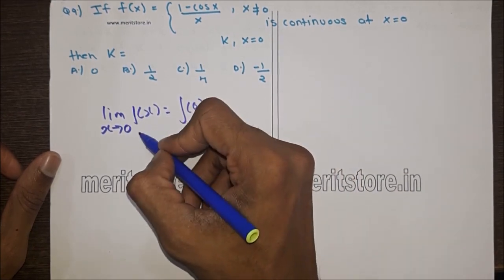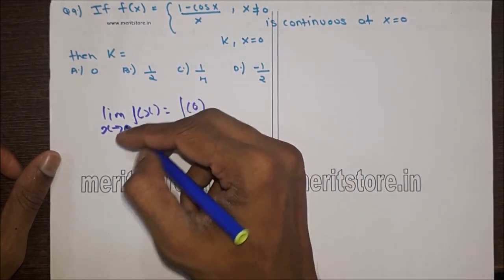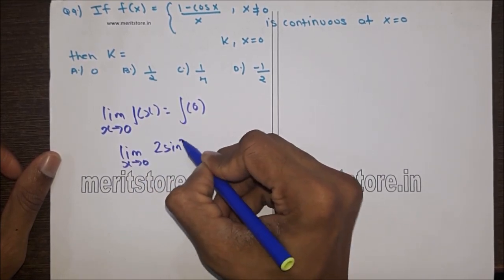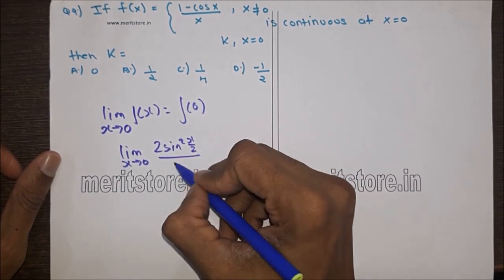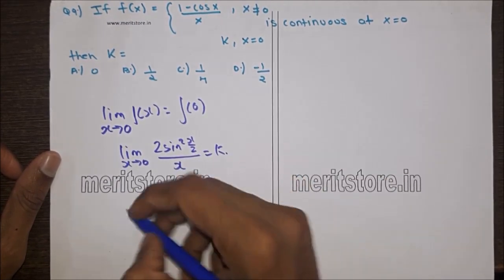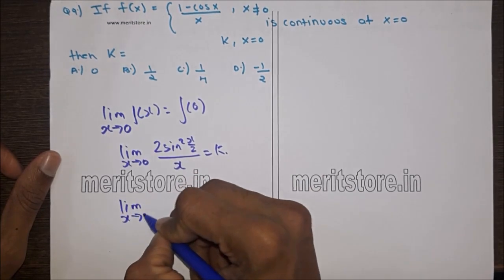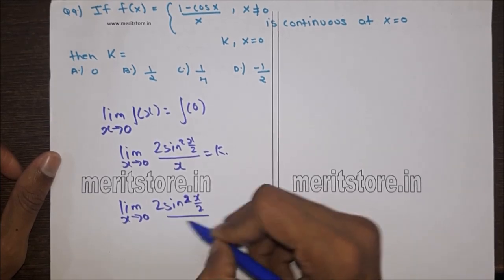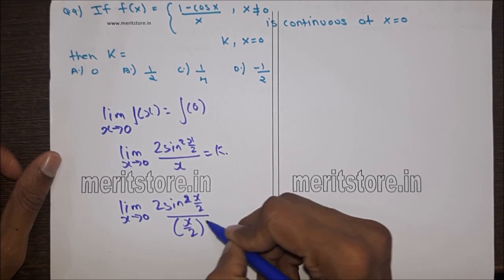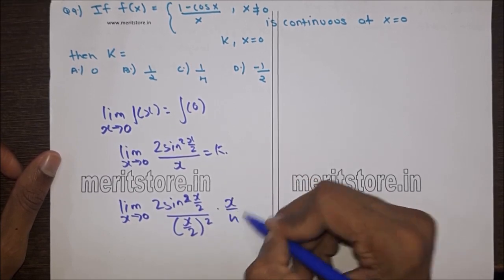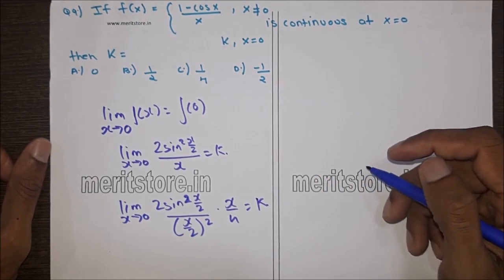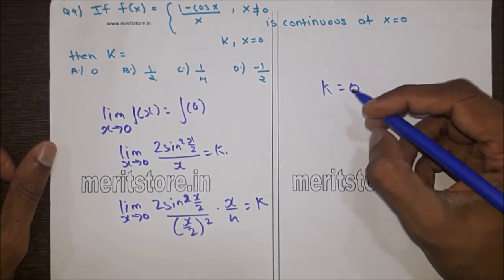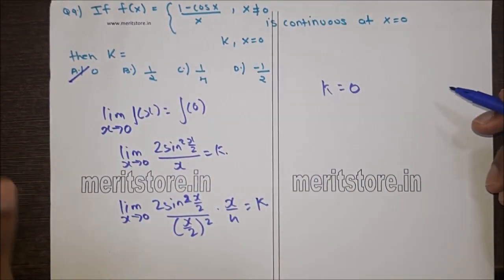So therefore, we can substitute the value of f of x, where we get limit x approaches to 0, 2 sine square x by 2 upon x, which is equal to k. Here we can write this as limit x approaches to 0, 2 sine square x by 2 upon (x by 2) the whole square into x by 4, which is equal to k. Therefore, for the solving, we get k equal to 0, which is our option A. Therefore, option A is the correct answer.